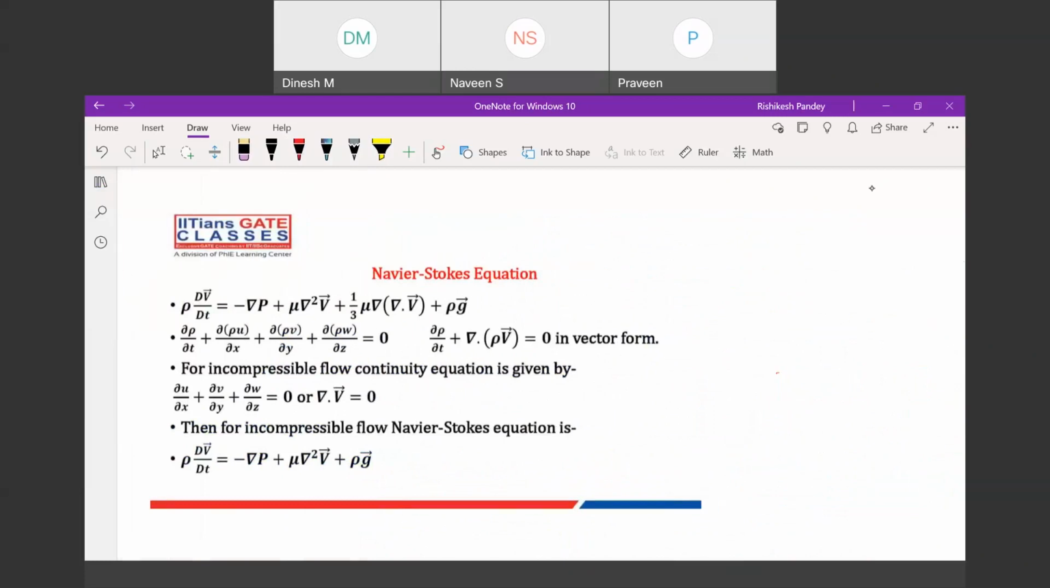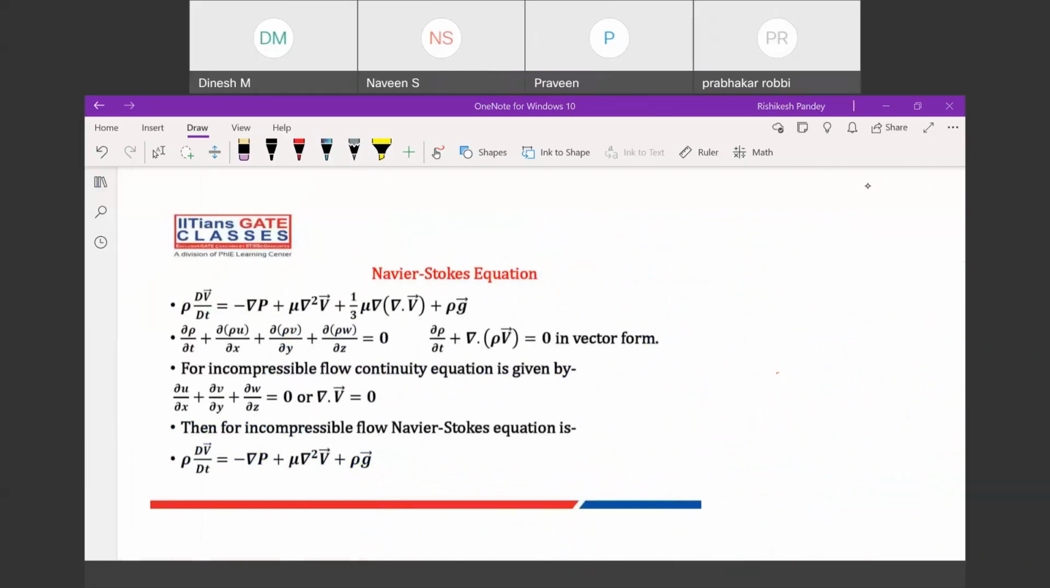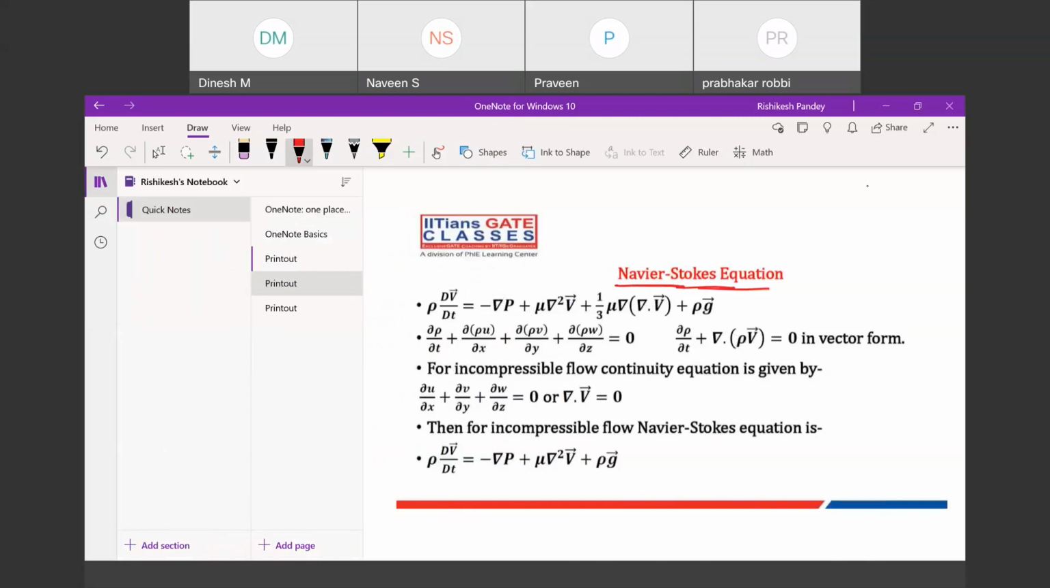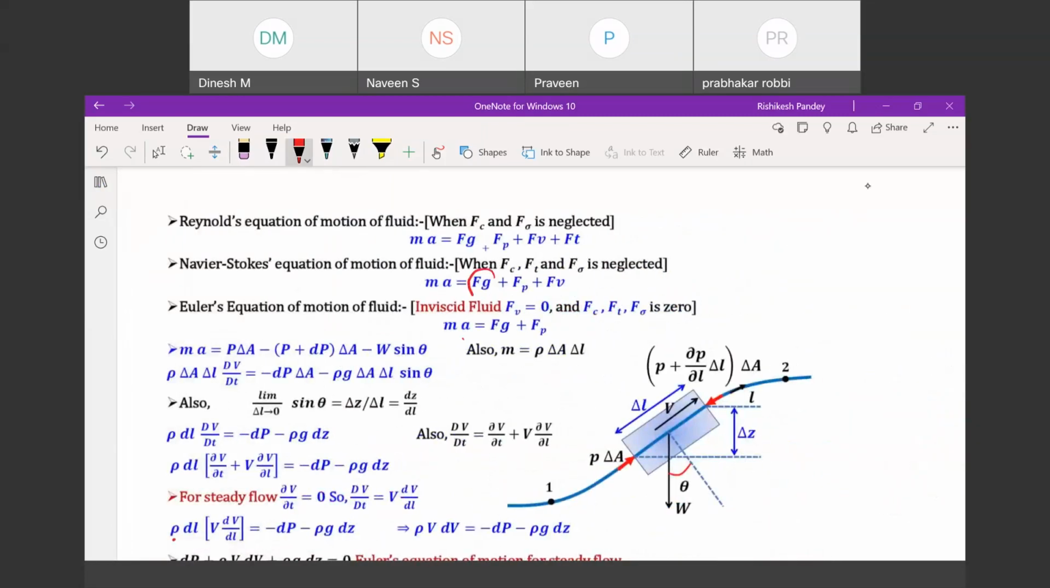So they can ask questions on this. From this topic itself, two questions can come. One is: which forces are considered in the Navier-Stokes equation? The forces are gravity force, pressure force, and viscous force. These three are considered in the Navier-Stokes equation. This they can ask.